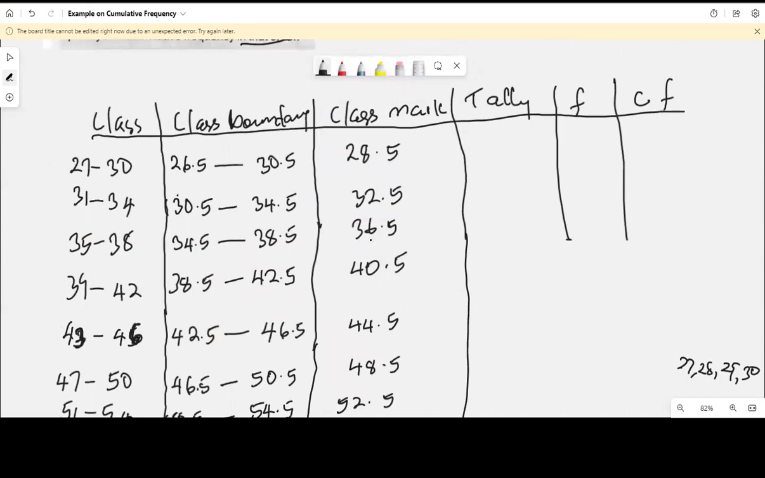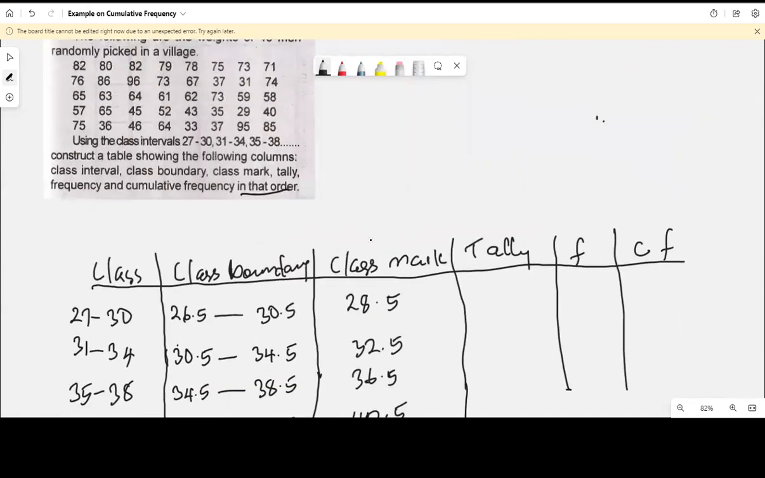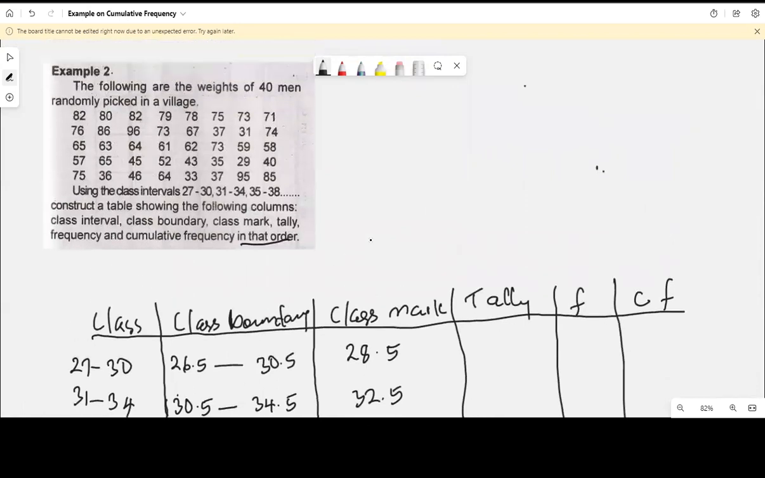And the next thing is tally. To get the tally, we need to go and count the number of data that fall into each interval. So for 27 to 30, how many data do we have in that interval? Does it mean there's nothing there? Okay, there's one there. 29 is right here. So the tally is 1, then the frequency is 1. The cumulative is also 1.